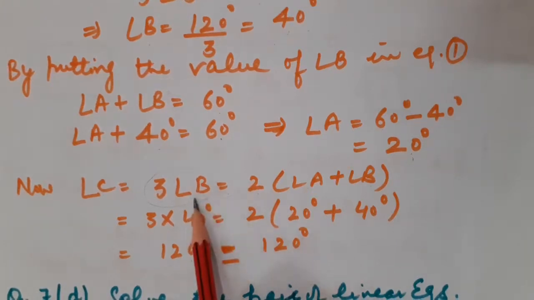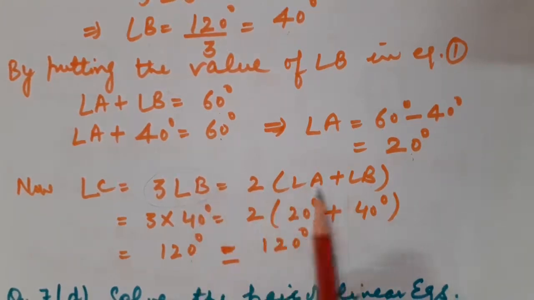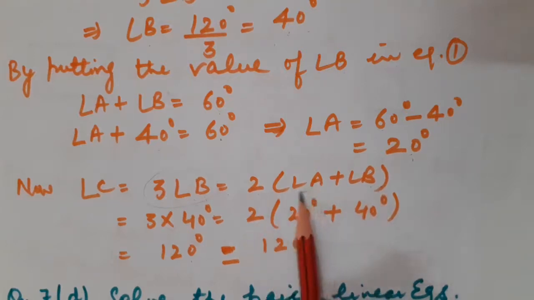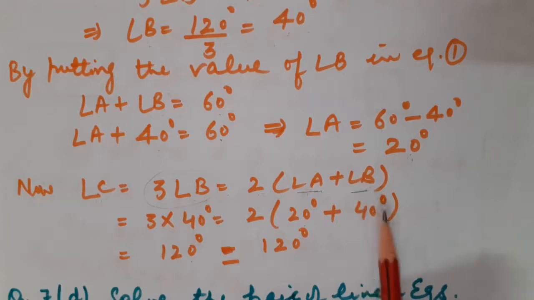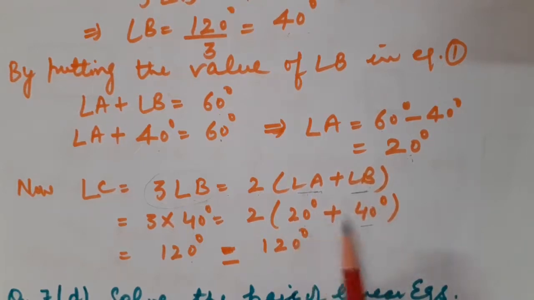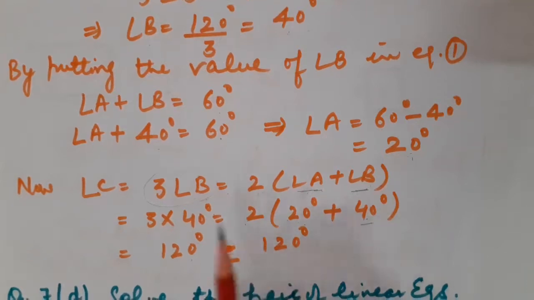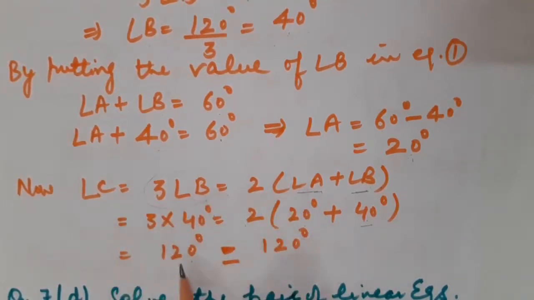Suppose you do not want to insert the value over here, you can insert here also. 2 into, in place of angle A you have written 20 degree plus angle B is equal to 40 degree. 20 plus 40 will become 60. 60 2s are 120 degree. So through this you can come to know that angle C will be equivalent to 120 degree.